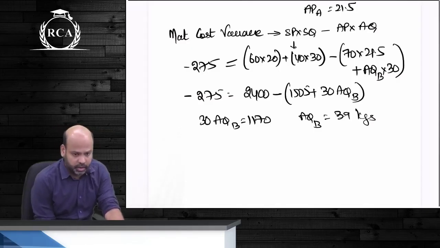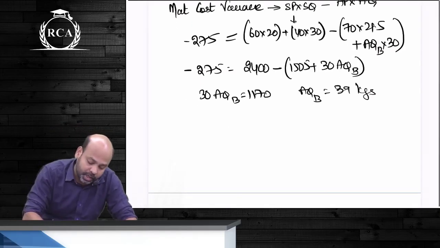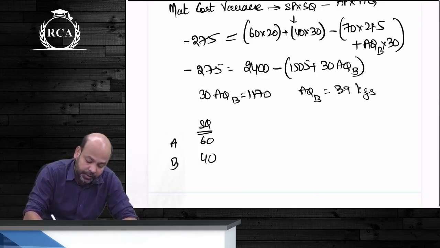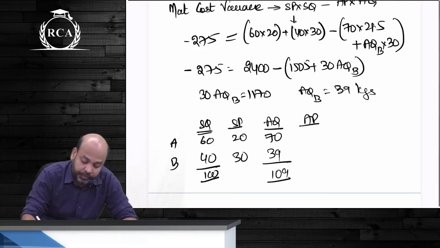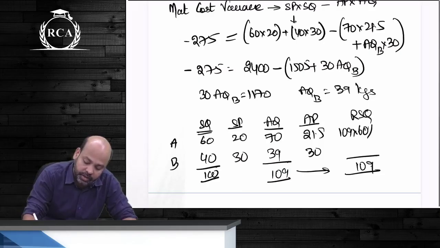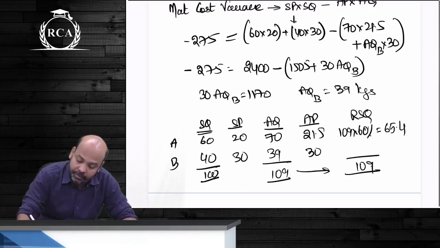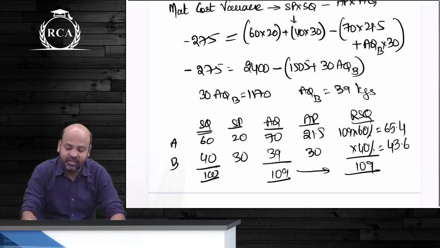The table again. The table that you made above, you will write it again. A, B: standard quantity is how much? 60, 40. Standard price is 20, 30. Actual quantity is 70 and 39. Total 109. Actual price is 21.5 and 30. Revised standard quantity will be 109 in the ratio of standard mix, 60%: 65.4 and 40: 43.6. These are the values.